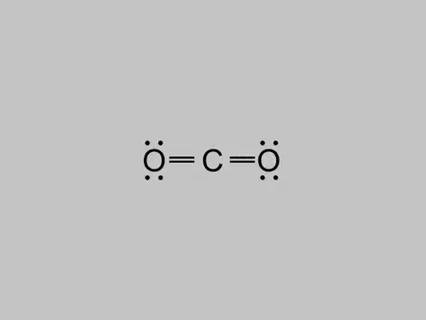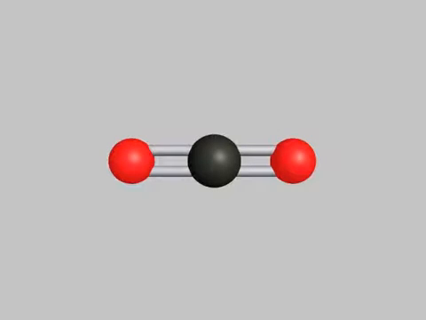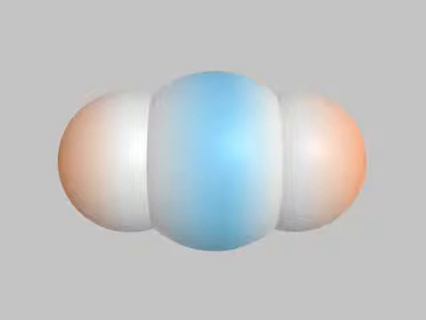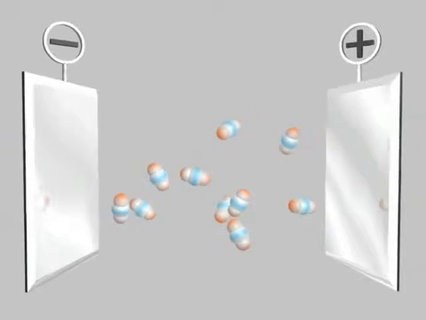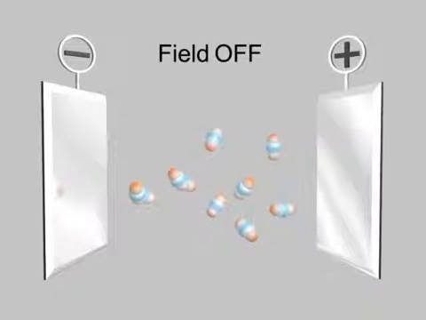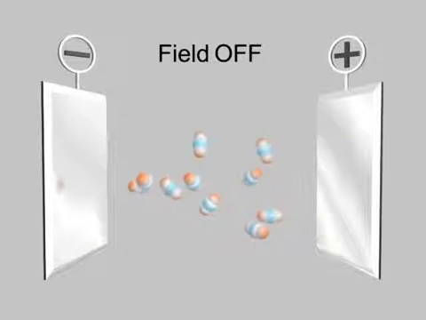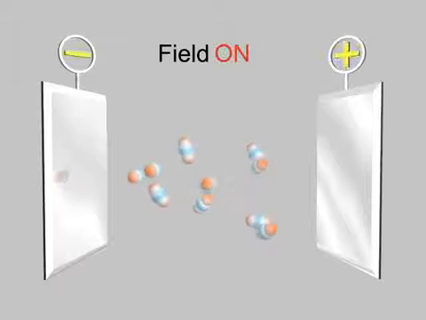If a molecule has more than two atoms, its shape can affect the polarity in a crucial way. For example, in carbon dioxide, since oxygen is more electronegative than carbon, each bond is highly polar. But the linear molecular shape makes the bond polarities cancel each other, so the CO2 molecule is non-polar. Notice that the orientation of the molecules is random, whether the field is off or on.